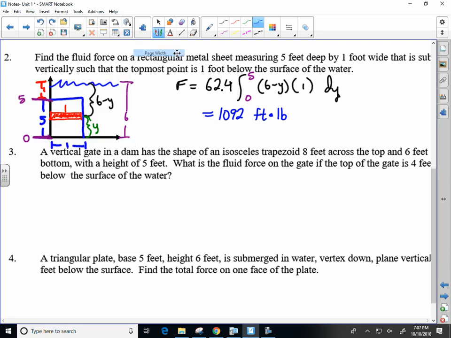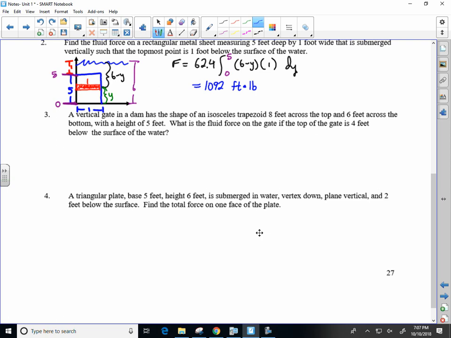Zoom, page width, bringing it back. A vertical gate in a dam has the shape of an isosceles trapezoid, 8 feet across the top, 6 feet across the bottom, with a height of 5 feet. What is the fluid force on the gate if the top of the gate is 4 feet below the surface of the water?